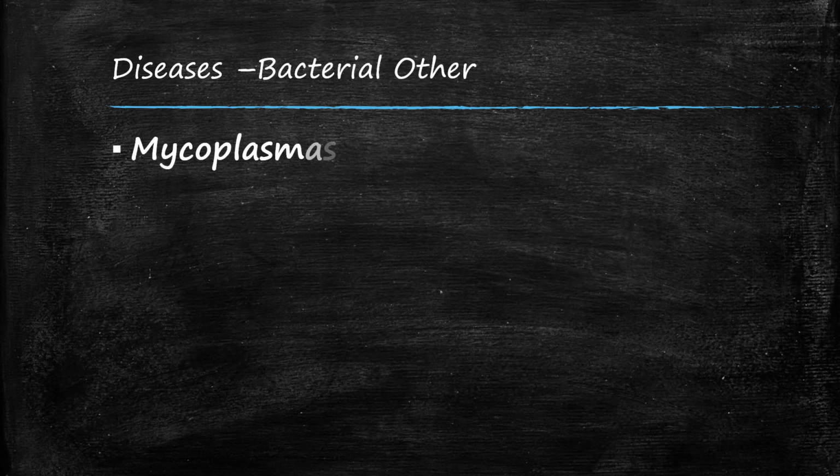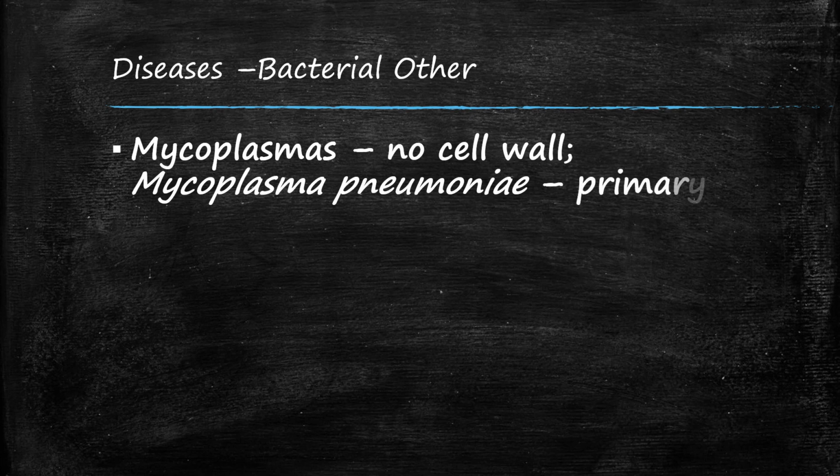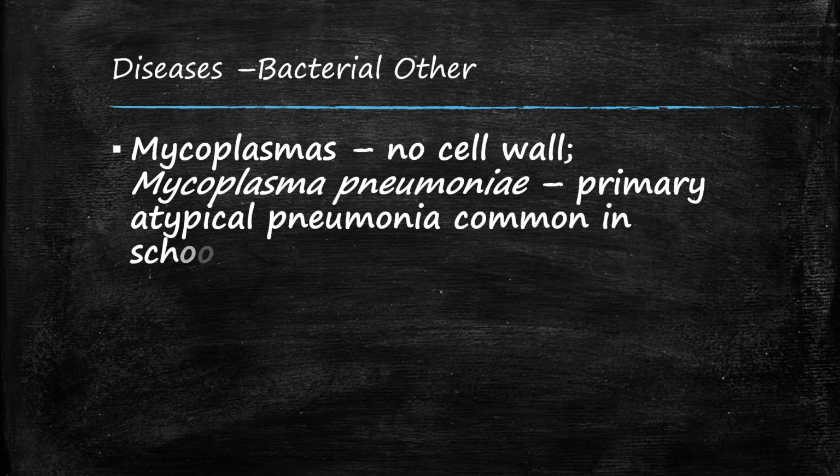Other bacterial diseases like the mycoplasmas have no cell wall. They cause Mycoplasma pneumoniae, which is a primary atypical pneumonia, commonly found in school children.